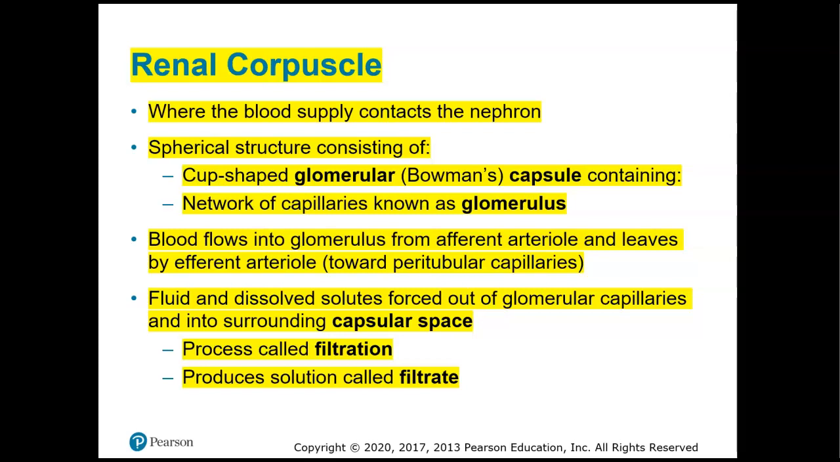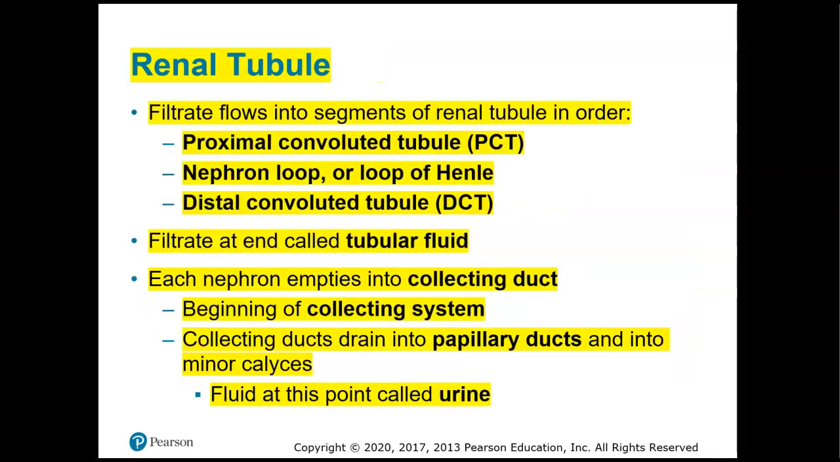Blood flows into the glomerulus from the afferent arteriole and leaves by the efferent arteriole and heads toward the peritubular capillaries. The fluid and dissolved solutes that are forced out of the capillaries collect in the capsular space, and this process is called filtration, and what's collected in the glomerular capsule is called filtrate.